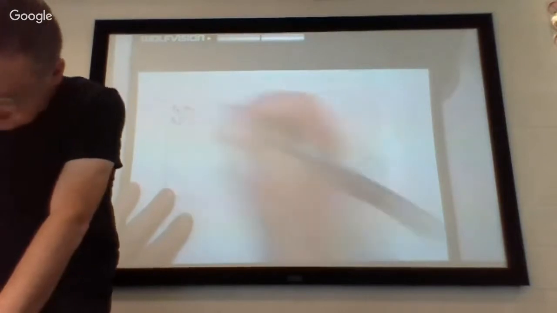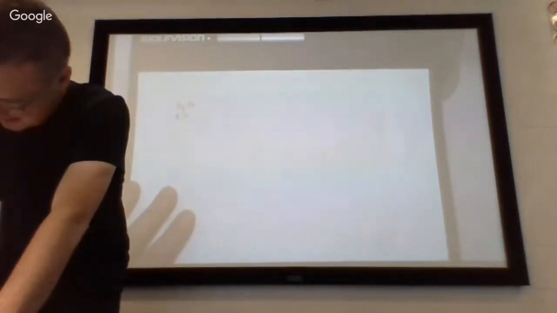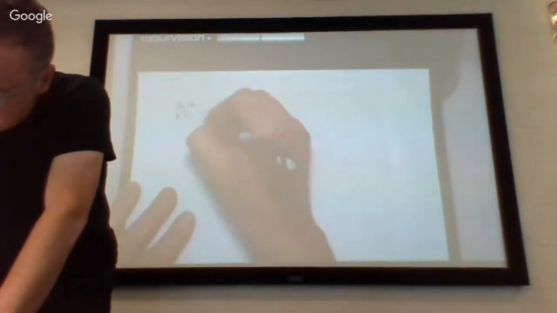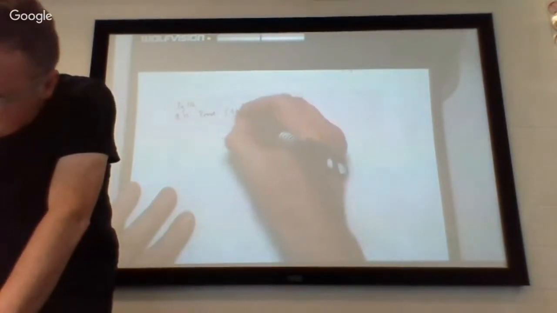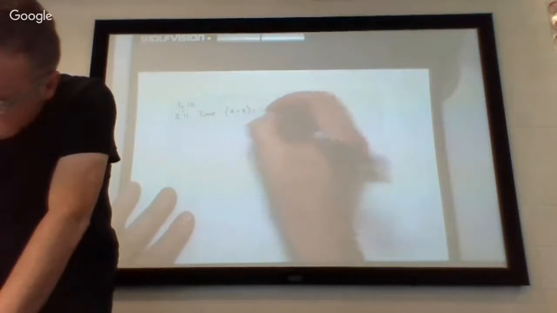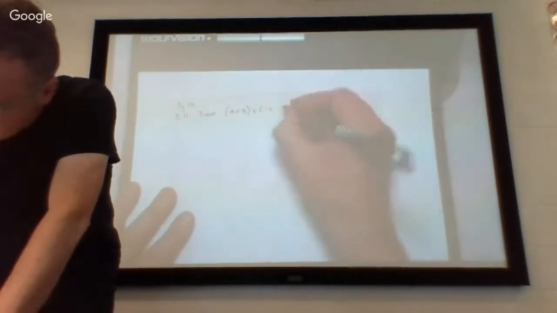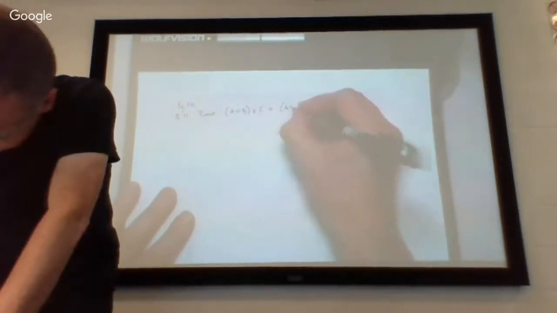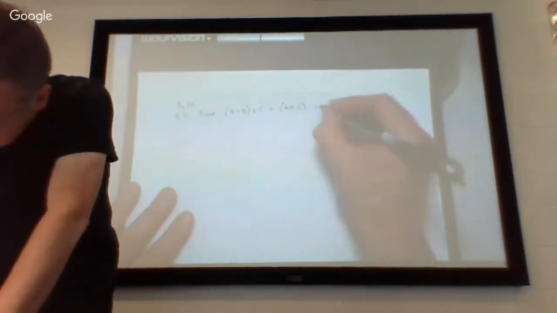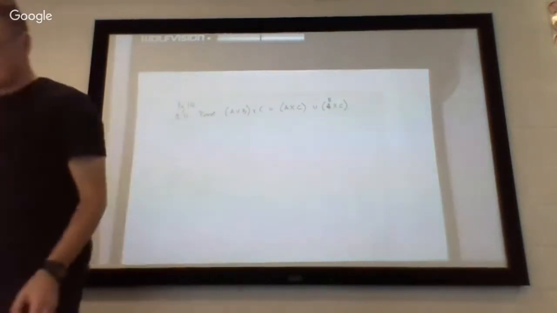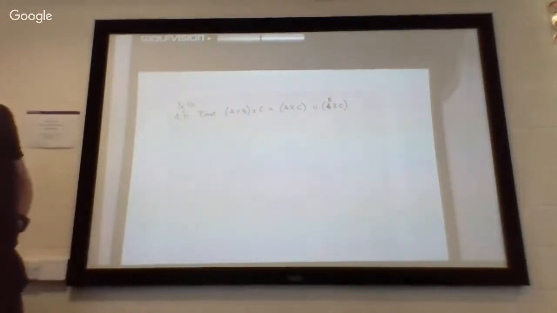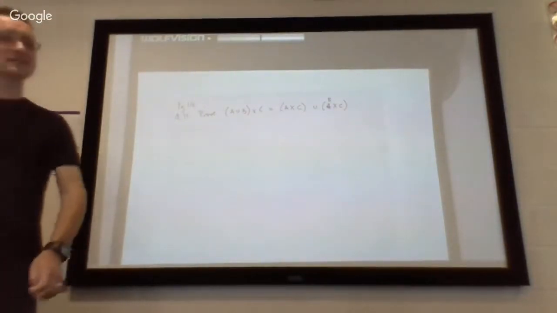Page 14, question 11. So we're asked to prove a set equation. Prove A union B, Cartesian product with C, is equal to the Cartesian product of A with C, union the Cartesian product of B with C. How might you describe that result, that equation?